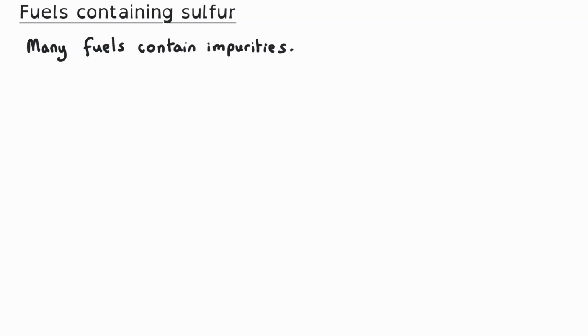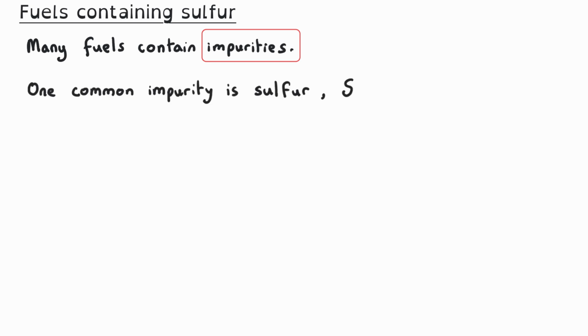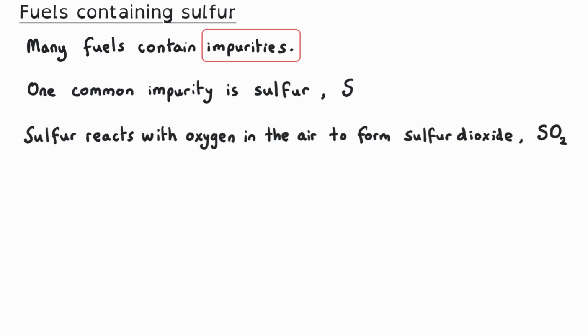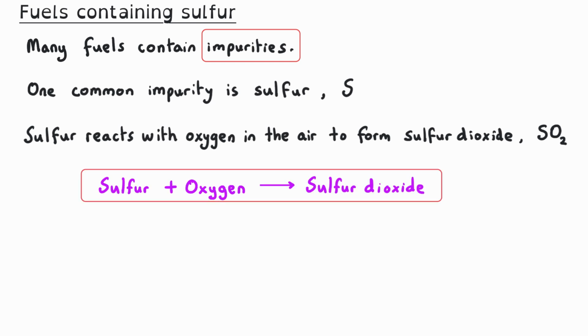In addition to the challenges posed by incomplete combustion, other pollutants can arise from impurities in fuels, like sulfur, which produces sulfur dioxide during combustion. When we burn fuels, they're not always pure hydrocarbons. Many fuels, especially those derived from crude oil, contain impurities, and one common impurity is sulfur. During combustion, sulfur reacts with oxygen in the air to form sulfur dioxide gas, which has the chemical formula SO2. This reaction is especially common in fossil fuels like coal and oil, which can have a significant sulfur content.